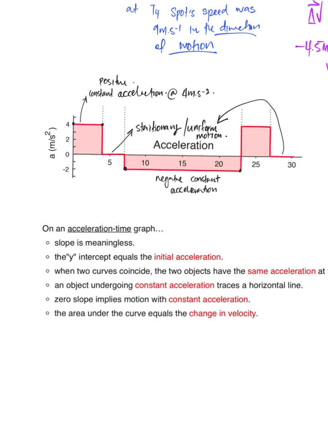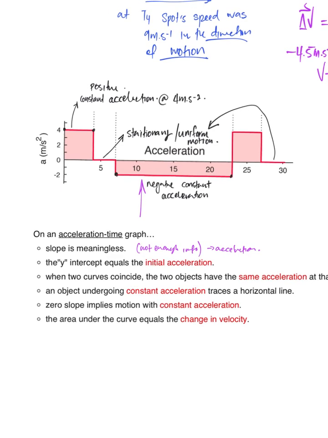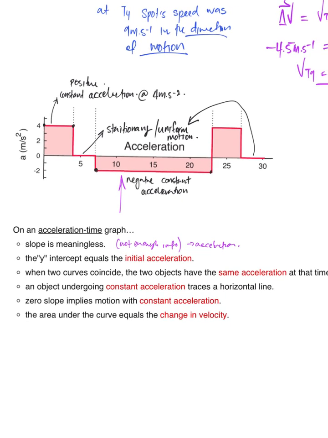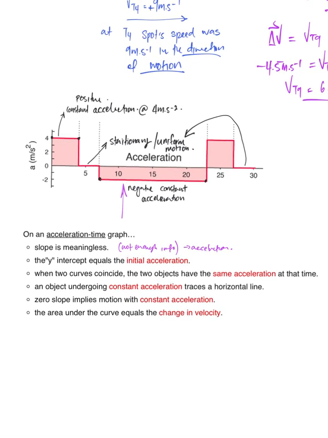So if I'm looking at the information here, I know that on an acceleration time graph, the slope is meaningless. That means the slope doesn't give us enough info. The only thing the slope is telling us is how the acceleration is happening: either it's constant, uniform, stationary, or negative. That's all it's telling us. The y-intercept equals the initial acceleration, so there's the initial acceleration up there.